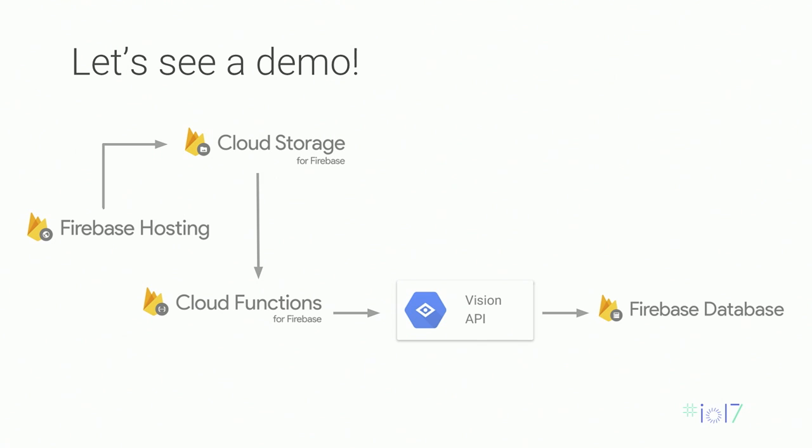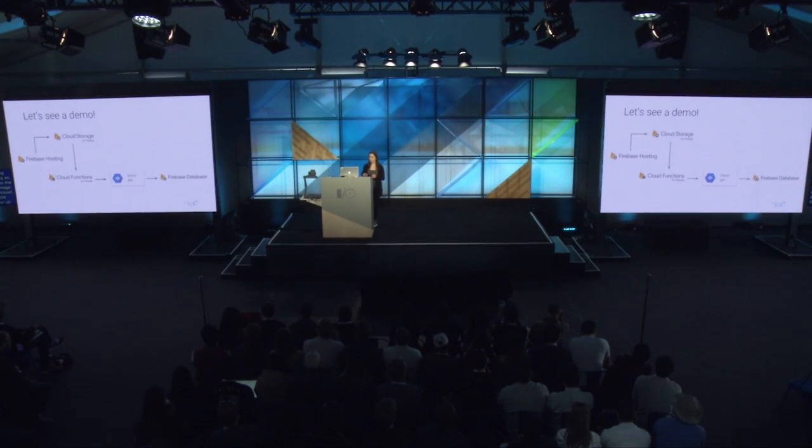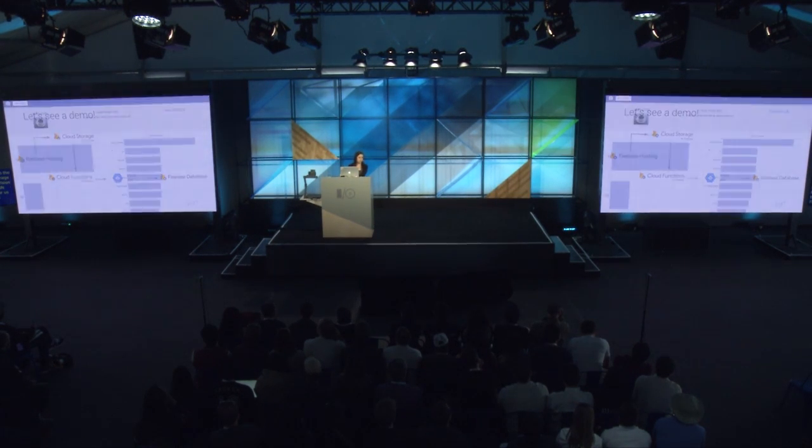So I've got a function listening on this storage bucket. Whenever a new image is added to the bucket, it's going to send that image to the Vision API. This is an entirely serverless application. And the Vision API returns JSON, which makes it really easy for us to just write that response to a Firebase database. And then we can display the result in a web UI. So if we could switch to the demo.